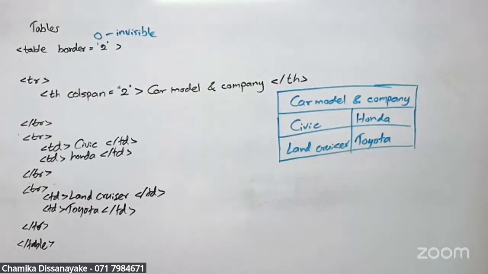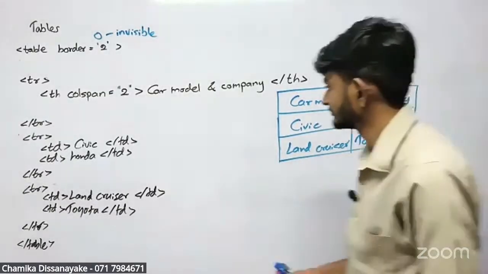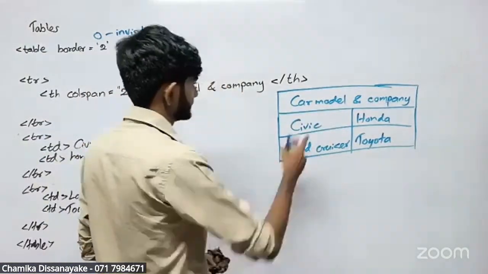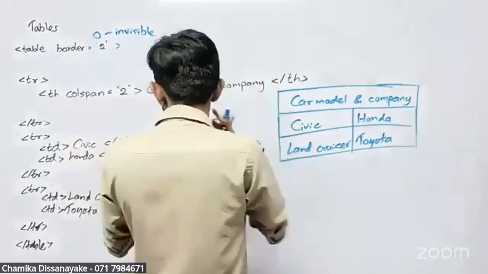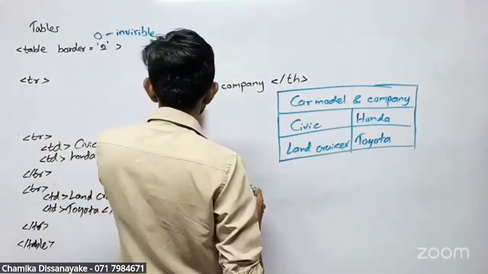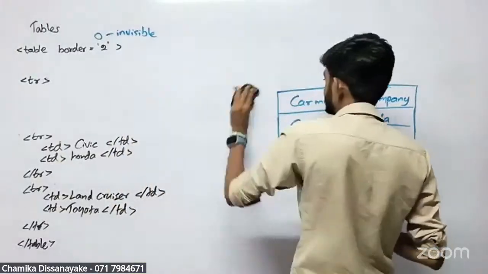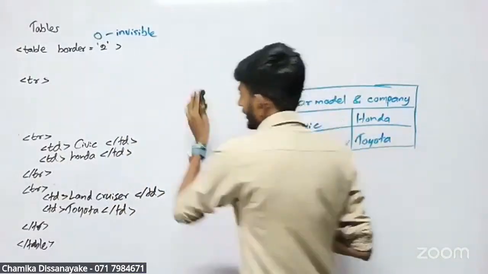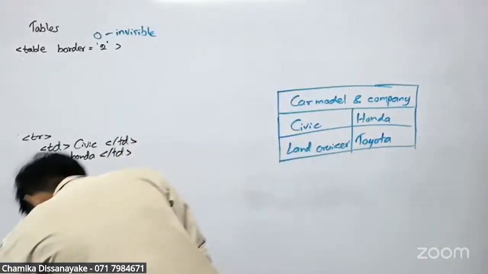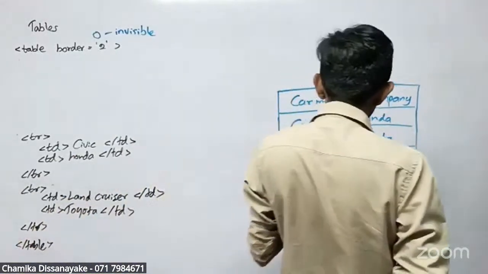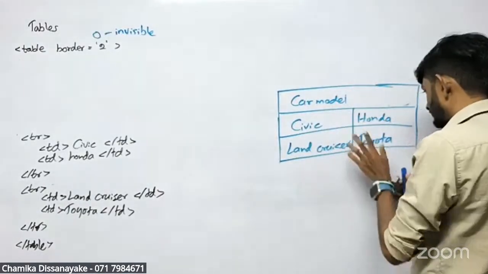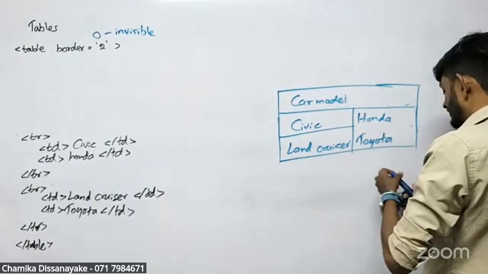Okay. Right. The next step. This is what we call colspan. We are going to merge two columns. So then I'm going to change this up. What I'm going to do is merge two rows.